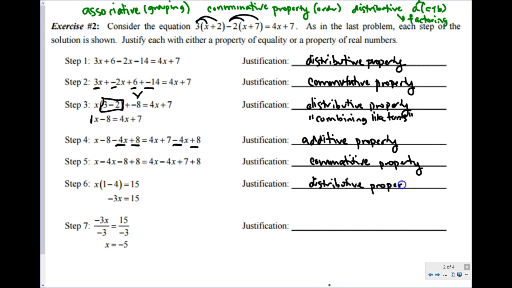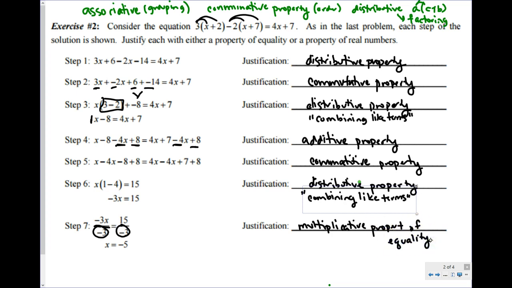And I'm sorry for my handwriting on here, it's kind of hard on my tablet. Combining like terms. And then finally, they're dividing both sides by negative 3 here, and even though it's division, we just learned that it's the multiplicative property of equality.